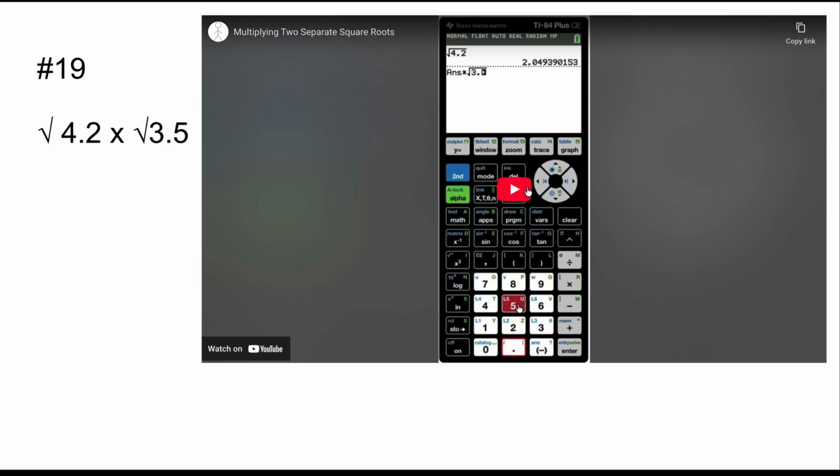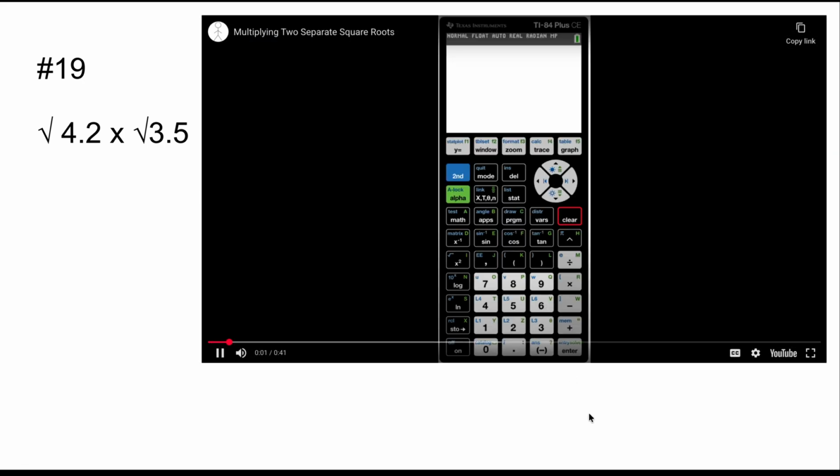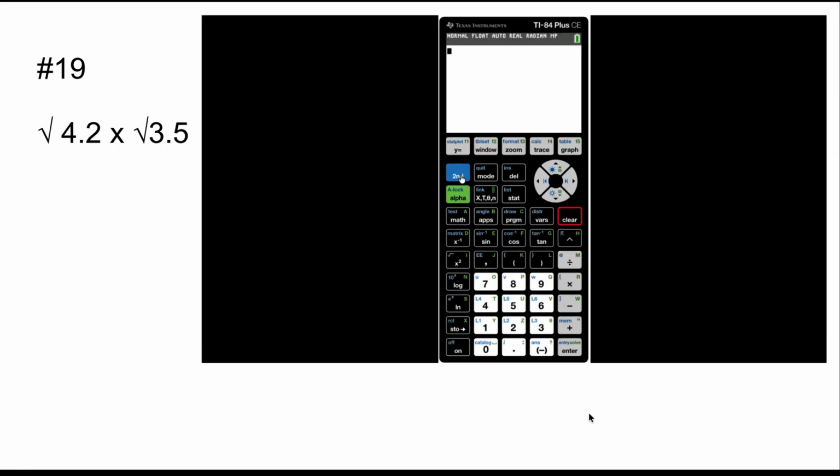Okay, number 19. I'm going to show you how to do number 19 in our textbook. So we have the square root of 4.2. Go ahead and hit enter because these are separated. And then we're going to hit the multiplication sign. When I hit the multiplication sign, it takes this answer and multiplies it times the square root of 3.5. We hit enter, and this is our final answer, 3.83.